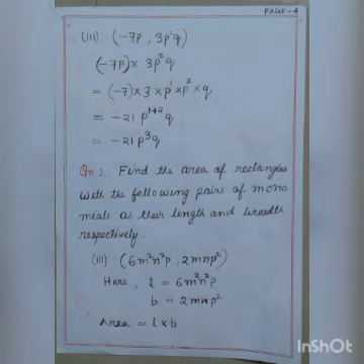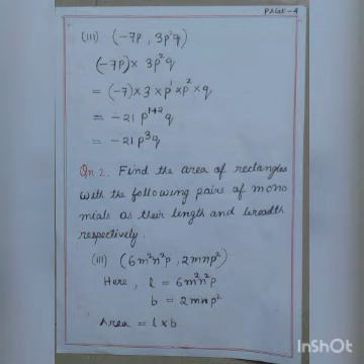Question number 3, minus 7p, 3p square q. I have to find the product of these two monomial terms. I have to write the coefficients and the variables separately. So it will be minus 7 into 3 into p to the power 1 into p to the power 2 into q, which is equal to minus 21 p to the power 1 plus 2 into q, equal to minus 21 p to the power 3 q.